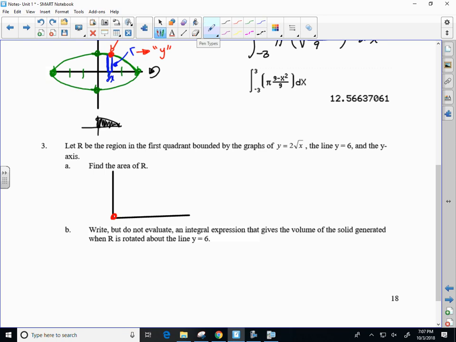2 radical x looks like this. Y equals 6 would look like this. To some extent, they'll have some kind of intersection. I don't know where that intersection is, but it'll have it. And we want to bound it with the y-axis, so I'll take this as a unique typo. I want the y and the axis together. All right. So, let me label.